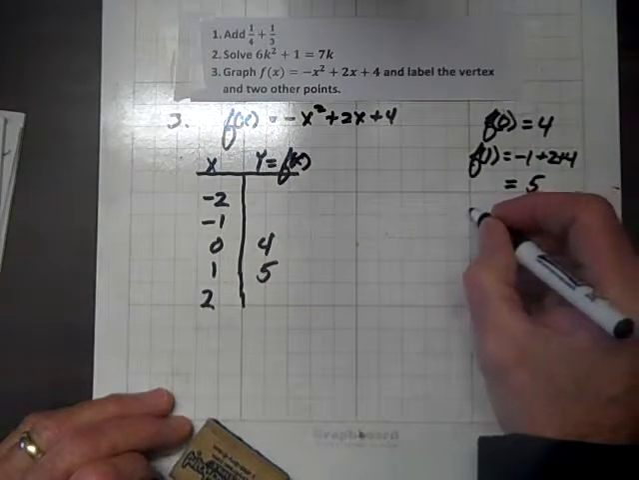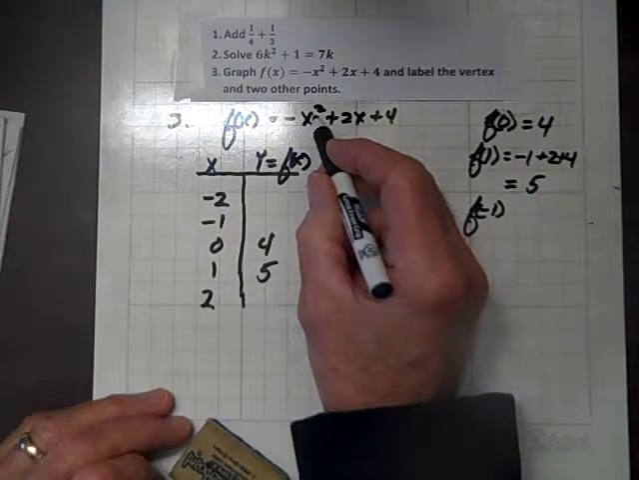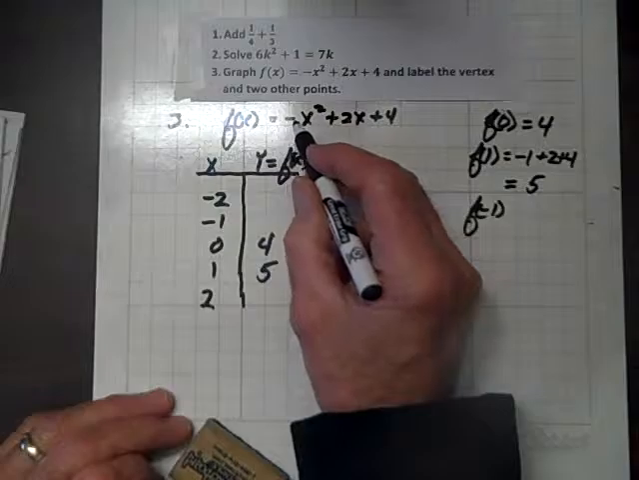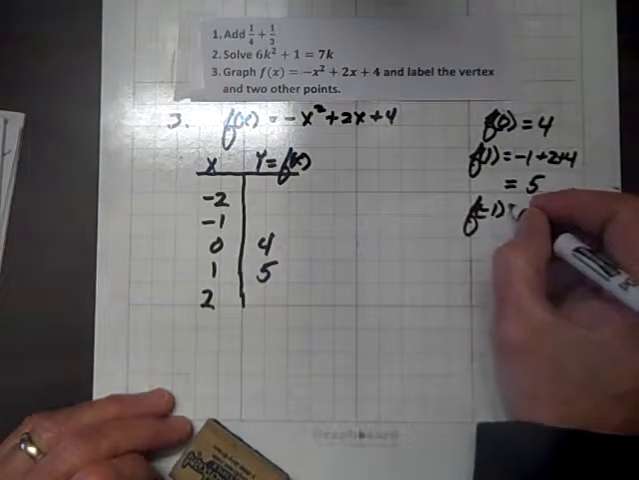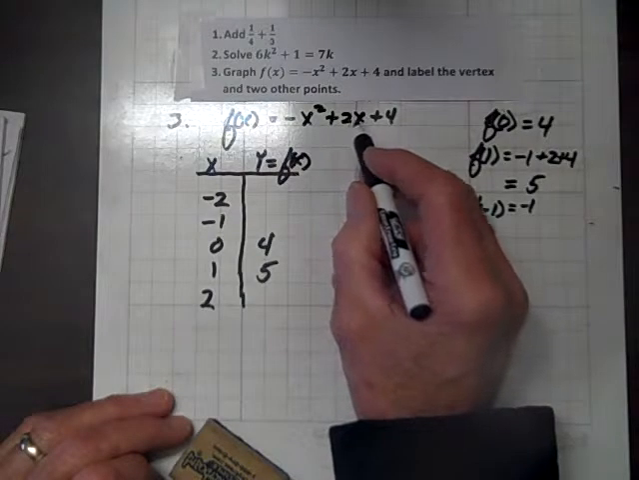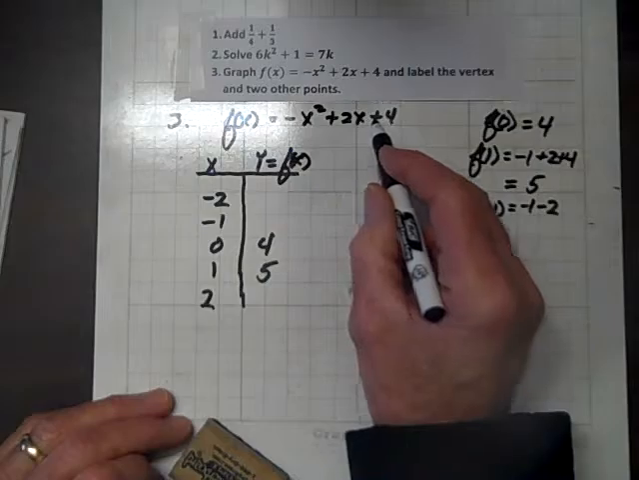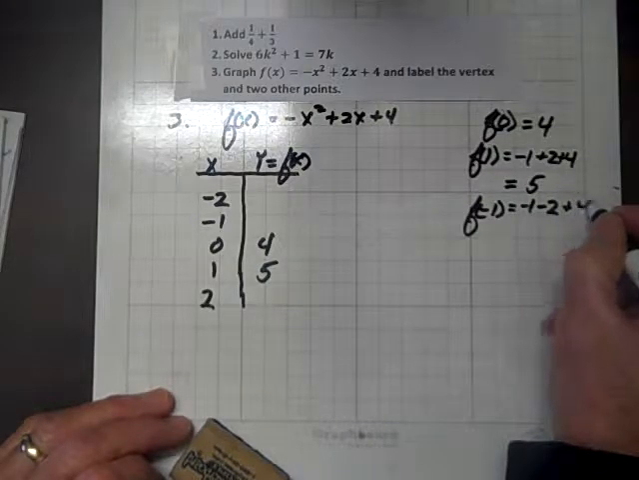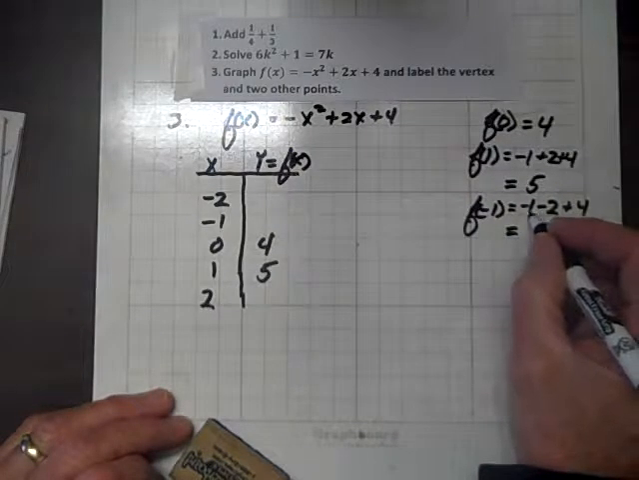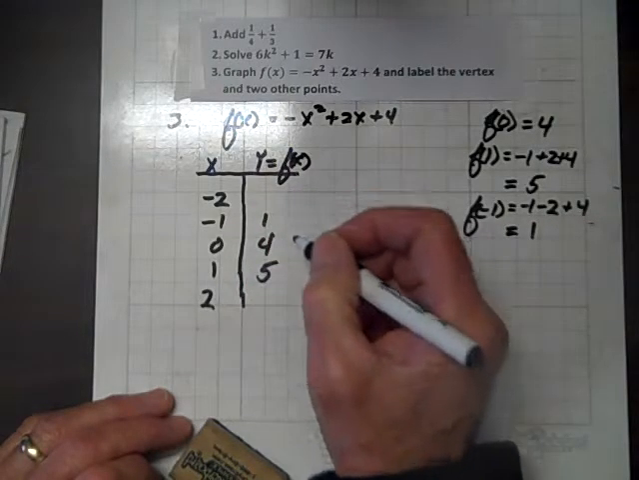Let's look at f of -1. And if we square -1, we get 1, and negative times a 1 is -1. And 2 times -1 is -2, plus 4. And we have -3 plus 4 is 1, so we'll get a 1 in this position.